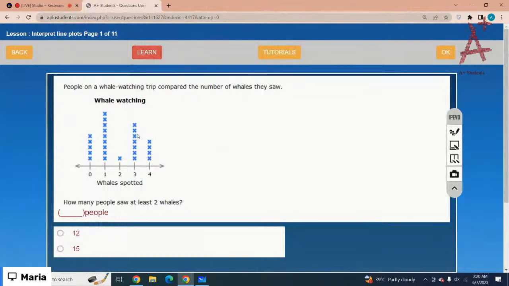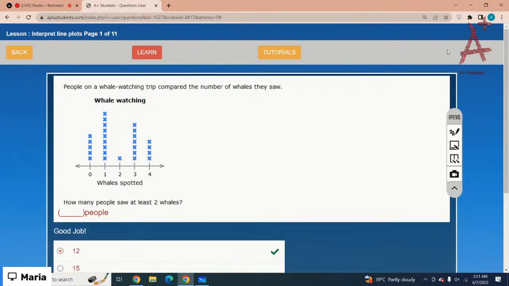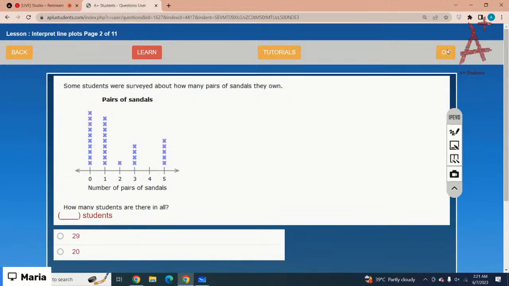People on a whale watching trip compared the number of whales they saw. How many people saw at least two whales? So you have to just count the crosses that are at two and above. Got it? At least two. The minimum value would be two, the greater value could be any. So you have to start from two and count until the last value. So it would be 1, 2, 3, 4, 5, 6, 7, 8, 9, 10, 11, 12. That means the total people are 12. Got it? So the correct option is 12.